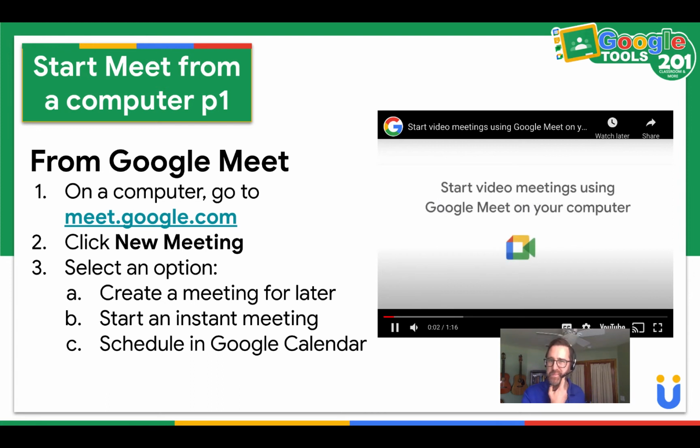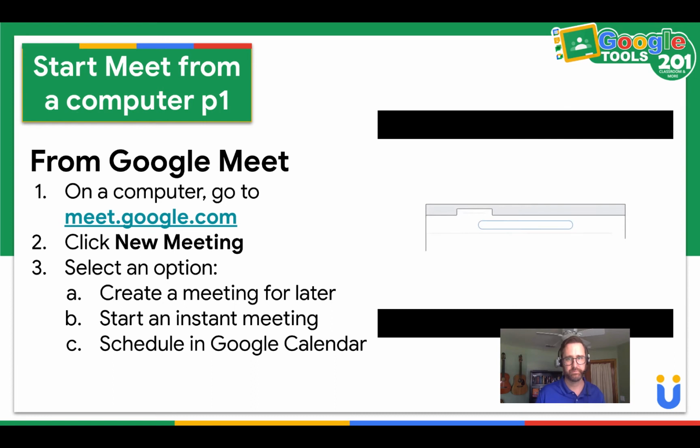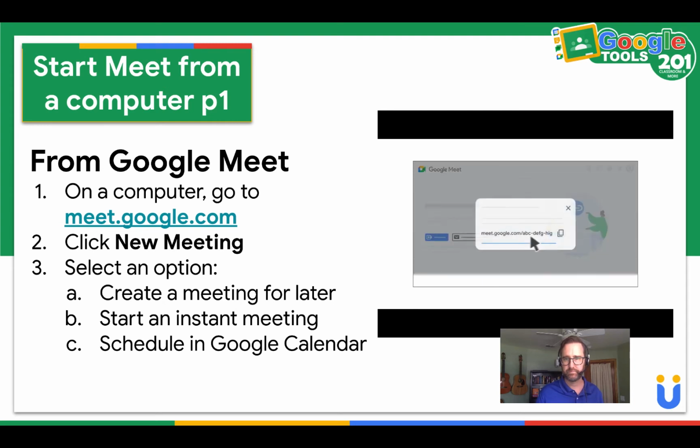You can start video meetings using Google Meet on your computer. To start a video meeting, go to meet.google.com. Click New Meeting, then choose an option. To get a code for a future meeting, click Create a Meeting for Later. Then copy the code and send it to your guests.